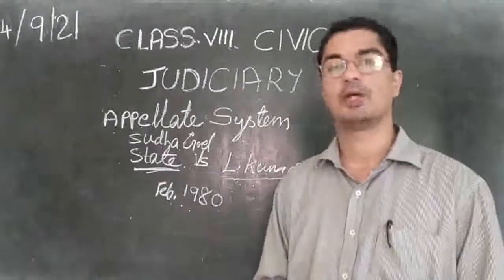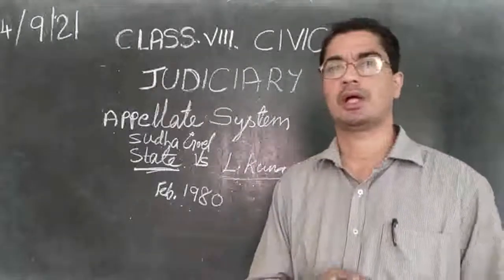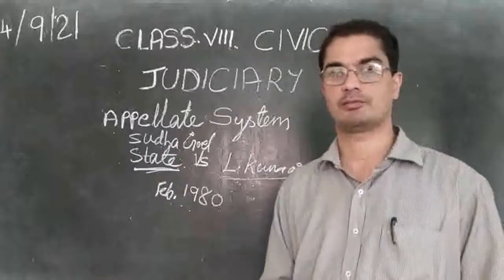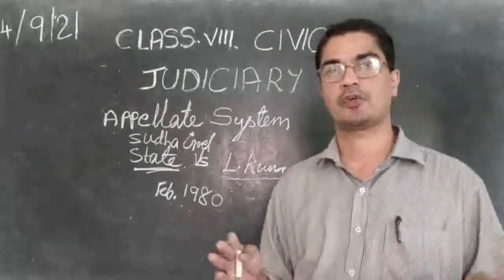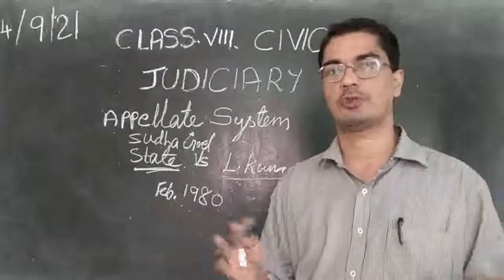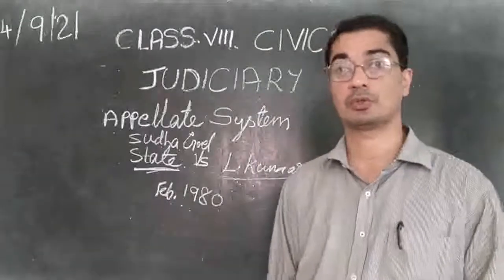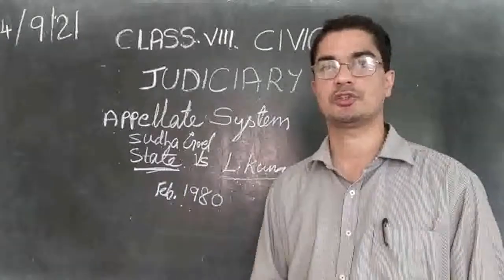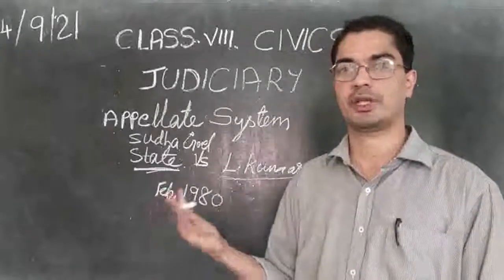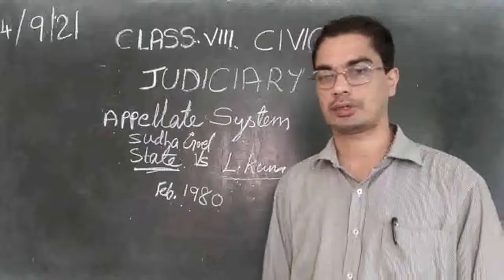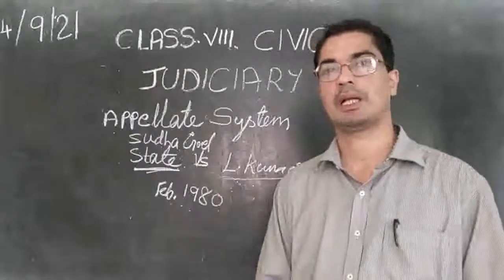Because of that, most people prefer to have an out of court settlement. If the cases are not very serious, they try to come together, discuss together and try to settle the issue. That is also possible. But if it is not possible, we have to go to the court and get the verdict from the court. So that is the appellate system.